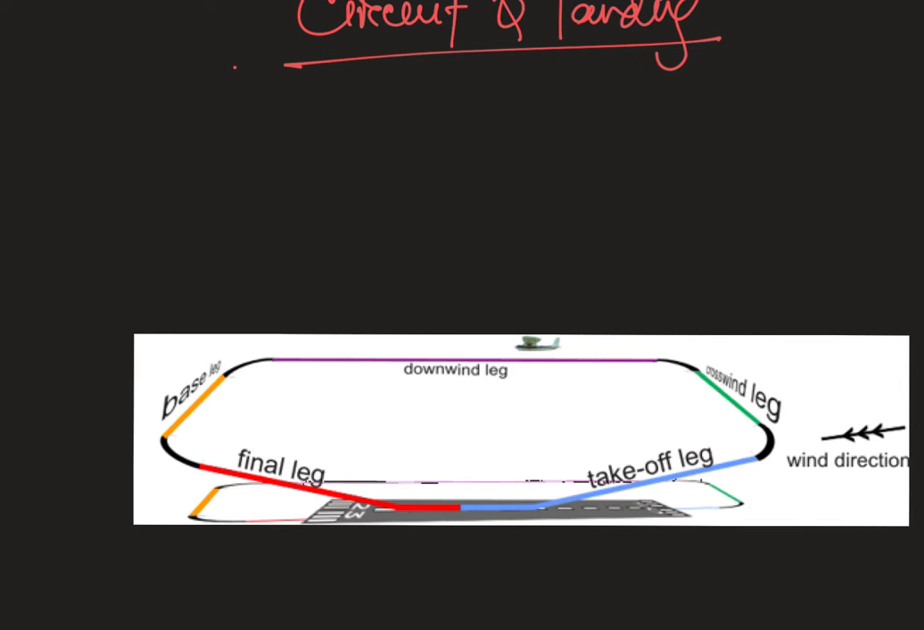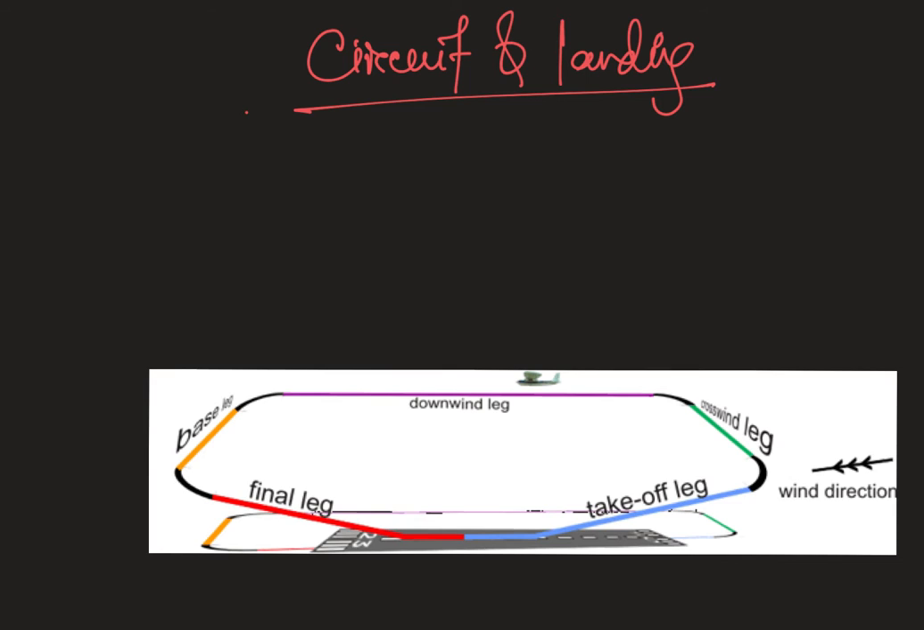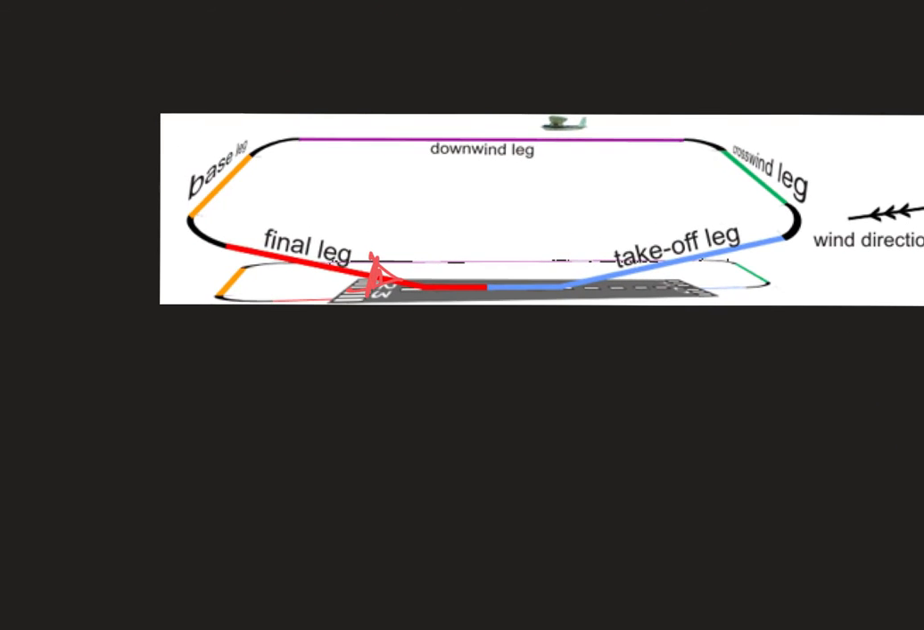In this lecture, we'll try to understand what is circuit and landing. Now, circuit and landing is a practice that is done in your flying training to give you more practice of landings and to know about the circuit pattern. Now, let's explain this diagram.